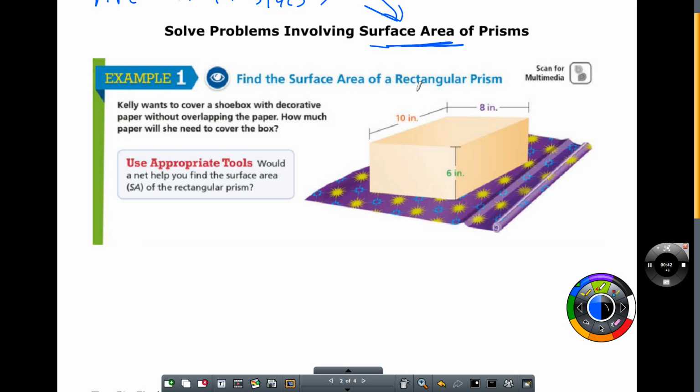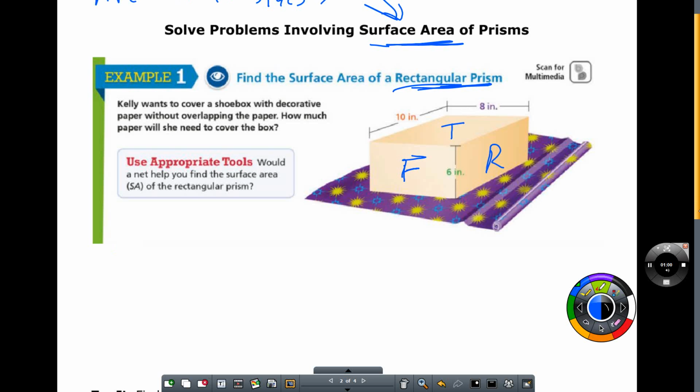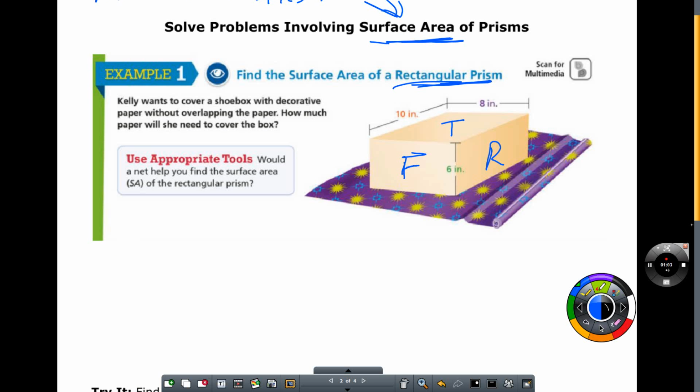So let's start with a rectangular prism. What we need to know about a rectangular prism is that there are three sets of sides that are the same. This front side right here is the same as the back side. We have the right side here, which is the same as the left side. And we have the top, which is the same as the bottom. So we're going to start by finding the surface area of each of those sides.